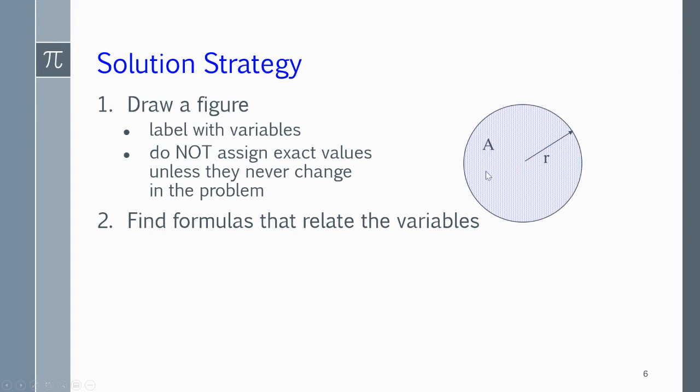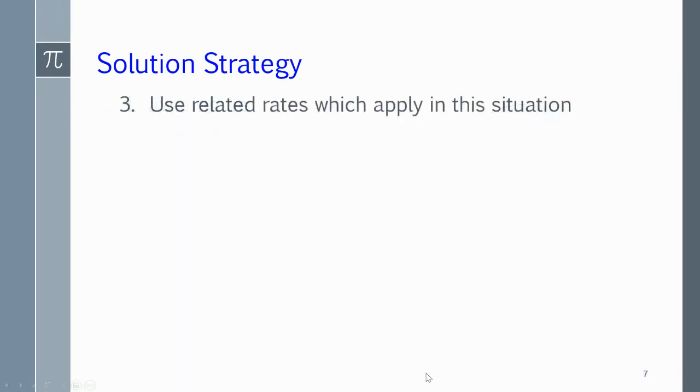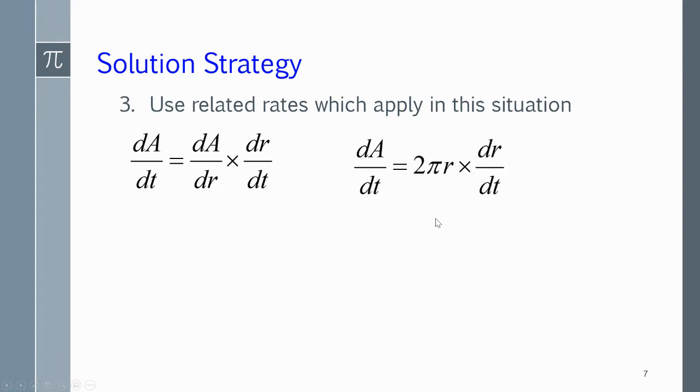Let's draw our diagram, A and radius, and connect the variables. Area of a circle is pi r squared. Radius changes, dr/dt is 3. Area change, dA/dr is 2 pi r when we differentiate this function. We use the related rates, dA/dt equals dA/dr times dr/dt.